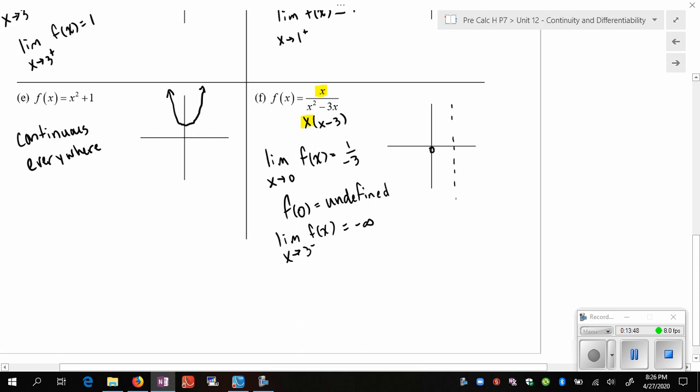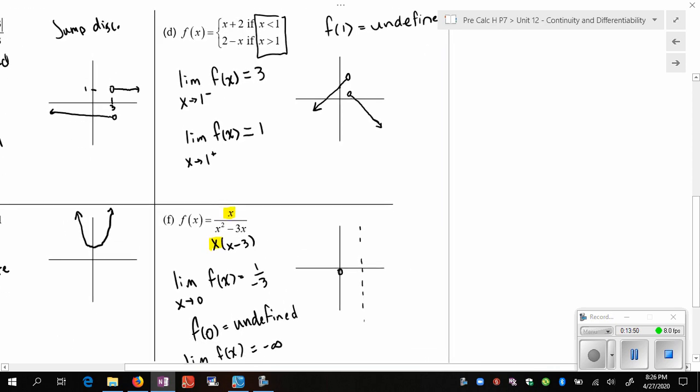So we have a removable discontinuity at x equals 0 and an infinite discontinuity at x equals 3. All right, so if I continue to graph this, we're going to get pretty much the same graph as part B, just with an added feature of a hole.